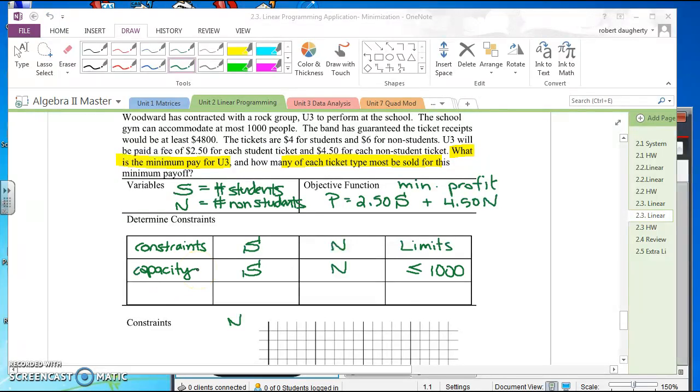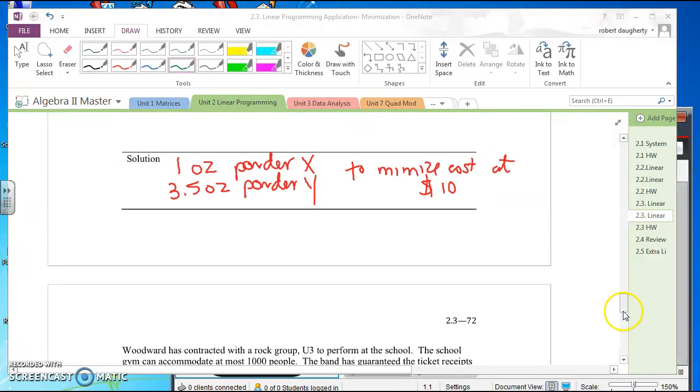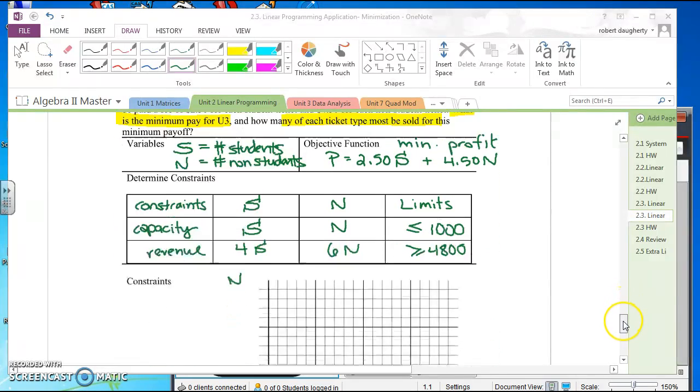The other thing relates to the revenue that I make. So it tells me that I'm guaranteed ticket receipts would be at least 4,800. So we will sell tickets and we will have a revenue of at least 4,800. That revenue is $4 for every student and $6 for every non-student. So that is my revenue. So I'm ready to go now. I've got my constraints and I should be good.